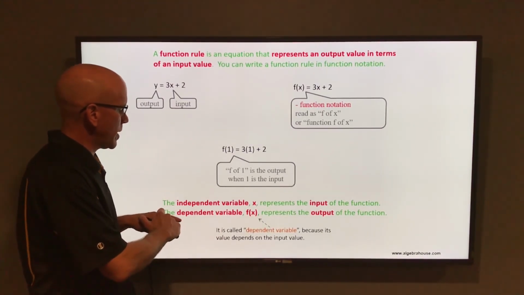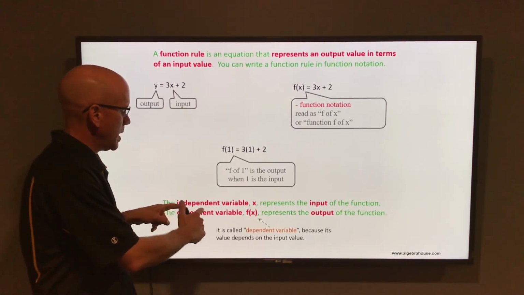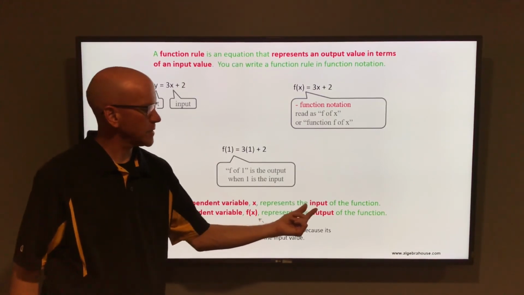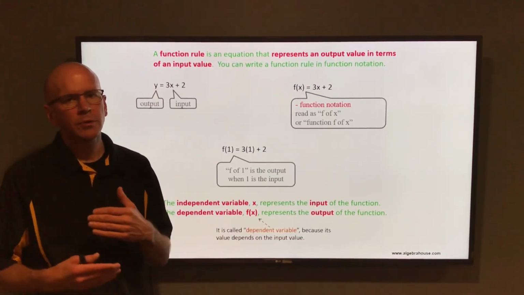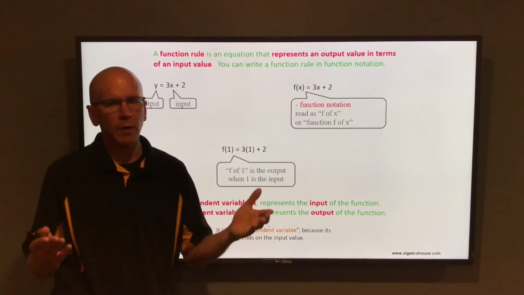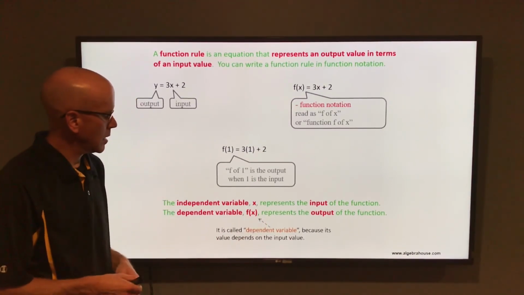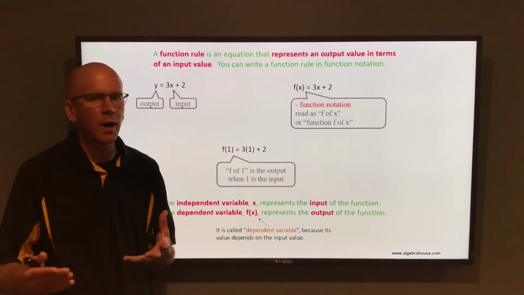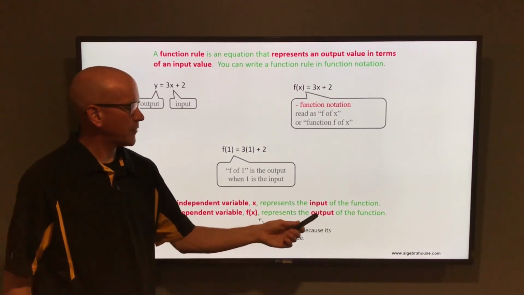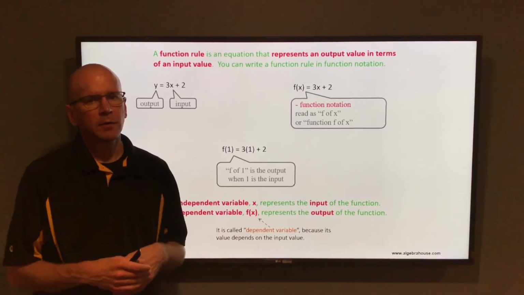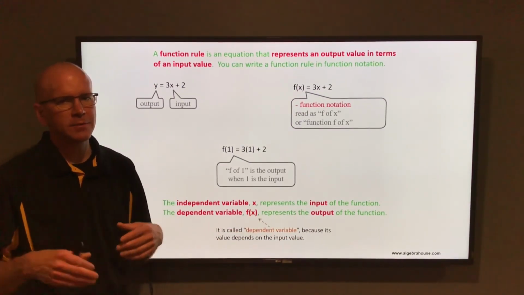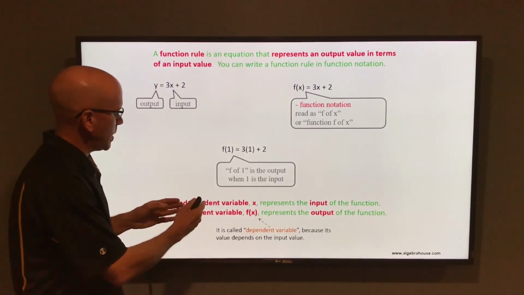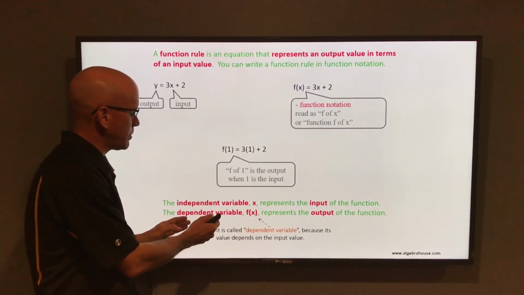So some words you do have to remember. Independent variable. That's the x, also known as the input. When you're talking about a collection of x values, that's known as the domain. Dependent variable, also known as f of x or y. That's the output. The collection of y values is known as the range. So independent variable is the input, dependent variable is the output.